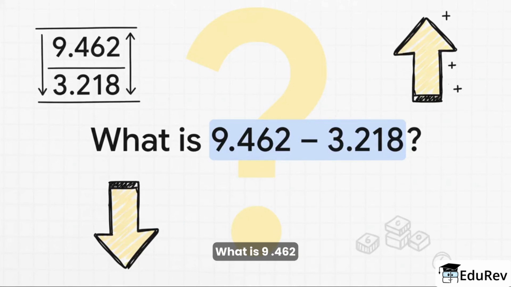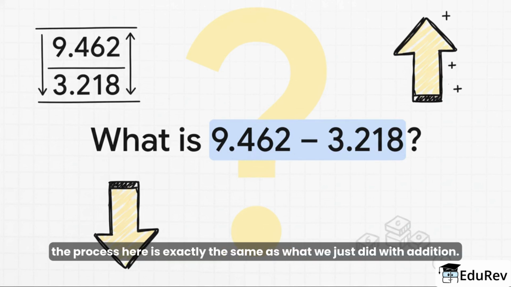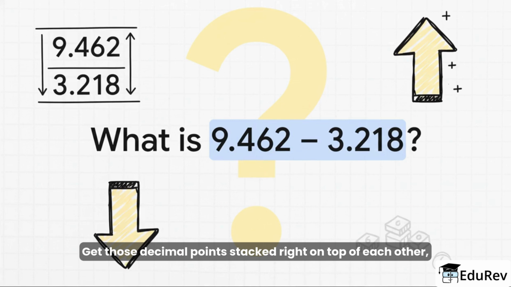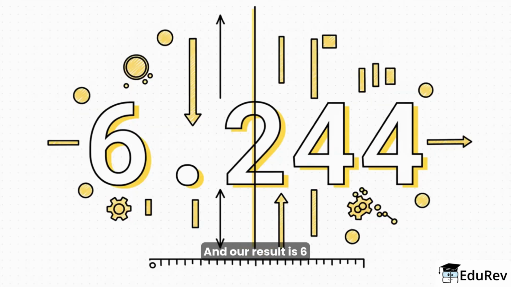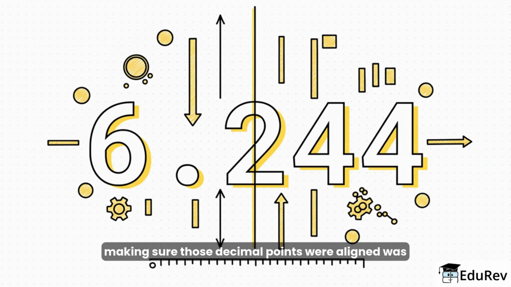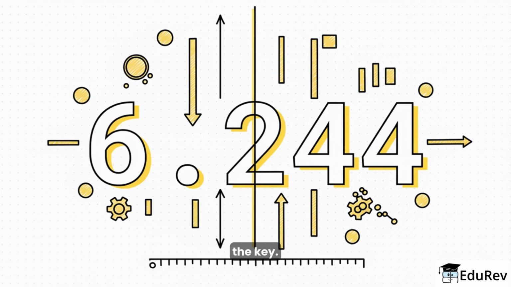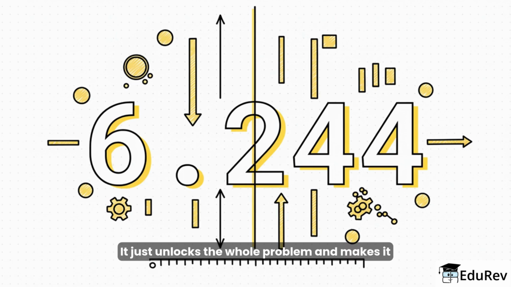Okay, let's try a subtraction one. What is 9.462 minus 3.218? Now, the process here is exactly the same as what we just did with addition. Get those decimal points stacked right on top of each other and you're good to go. And our result is 6.244. Yep, once again, making sure those decimal points were aligned was the key. It just unlocks the whole problem and makes it simple and accurate.